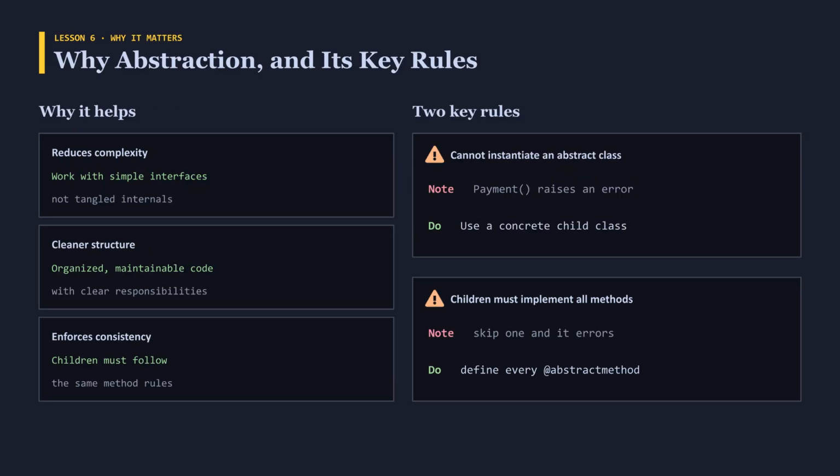Why does abstraction help? It reduces complexity by letting you work with simple interfaces instead of tangled internals, and it produces cleaner, more maintainable code with clear responsibilities. 2 rules to remember. First, you cannot instantiate an abstract class. Payment errors, so you always use a concrete child. Second, children must implement every abstract method. Skip one and Python raises an error. These guarantees are exactly why large teams rely on abstract base classes to keep code consistent.